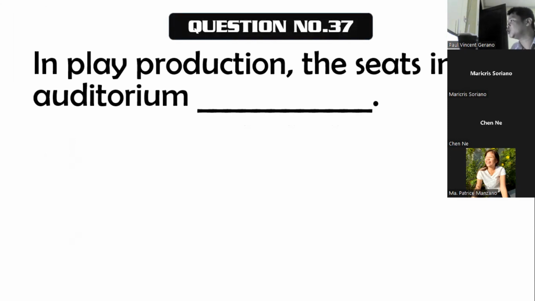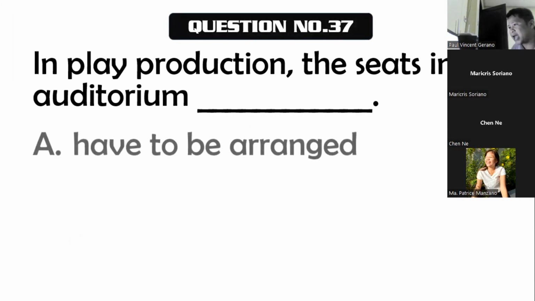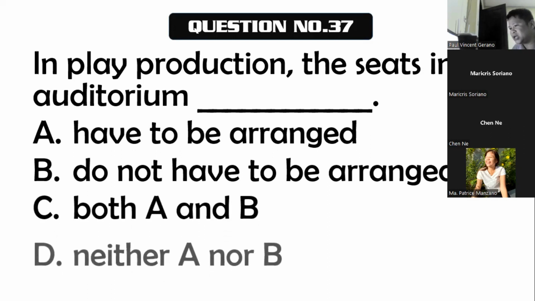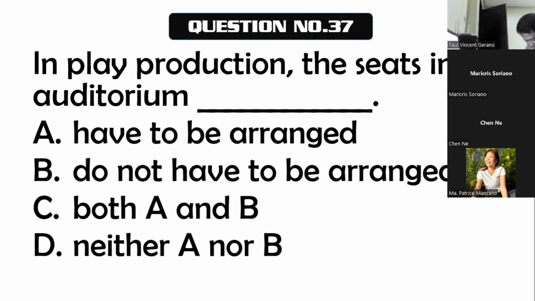In play production, the seats in the auditorium, A, have to be arranged. B, do not have to be arranged. C, both A and B. D, neither A nor B. What's the answer? Crystal said letter A, have to be arranged. Okay.